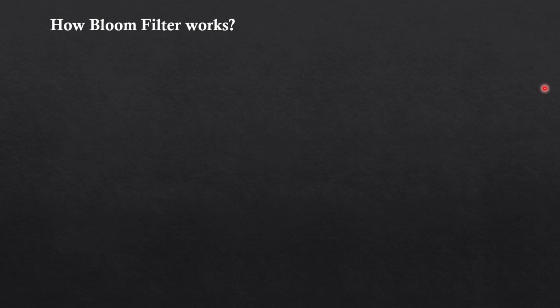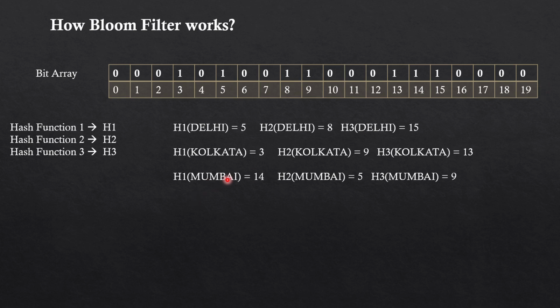Now let's see the third example, where we have Mumbai. For hash function 1 we have 14, so we set 14 as 1. For hash function 2 we have 5, which we have already set for Delhi, so it's already 1 and we'll keep it as 1. And finally for hash function 3 we have 9. Now 9 was also already set because hash function 2 for Kolkata returned 9, so this will also stay 1. So till here we have a list which contains Delhi, Kolkata and Mumbai, and this bit array represents that Delhi, Kolkata and Mumbai are present in our list.